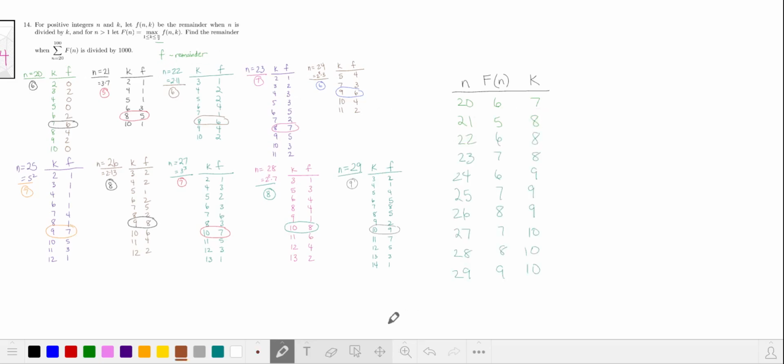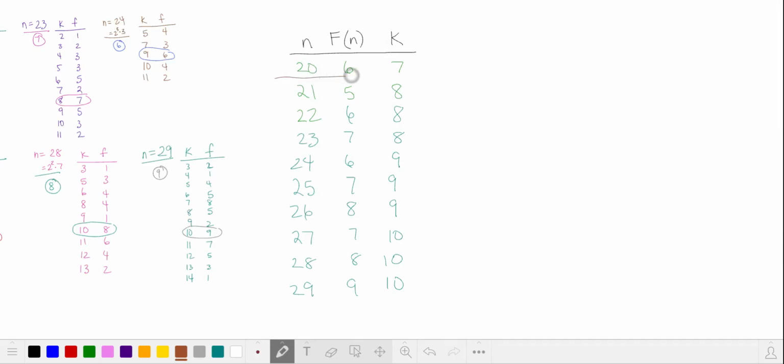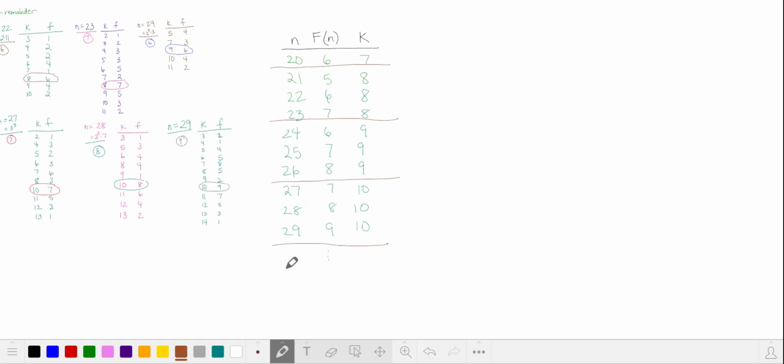It looks like we can see our pattern. Our results come in groups of 3, with consecutive values of capital F of n for the same value of k. If we were to generalize this, we would start with a multiple of 3, and our maximum f is m minus 2, and this happens when k is equal to m plus 1, and so on, adding 1 to the remainder for the next 2 values of n. At this point, when we can see the pattern, we can go ahead and find the sum of all these f of n's as n goes to 100.